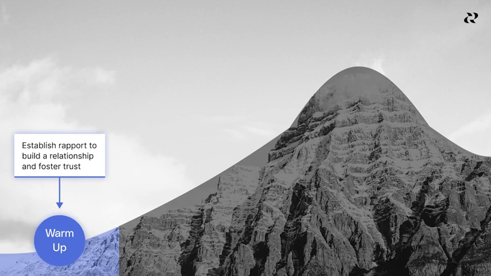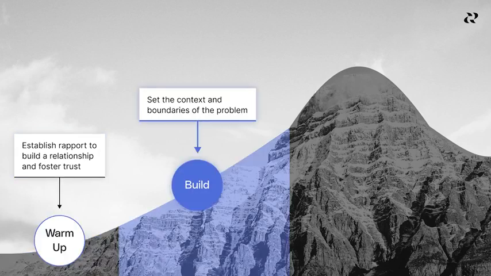First is the warm-up. It begins by establishing rapport. This helps you build a relationship with the participant and fosters trust ahead of the journey. Second is the build phase, where you build up to the problem hypothesis. This means setting the context and boundaries of the problem you want to explore without asking leading questions, so the user can provide their perspective before you dive into the problem hypotheses more fully. The idea here is to guide the interviewee up a gentle incline, rather than scrambling up a cliff and leaving them behind.